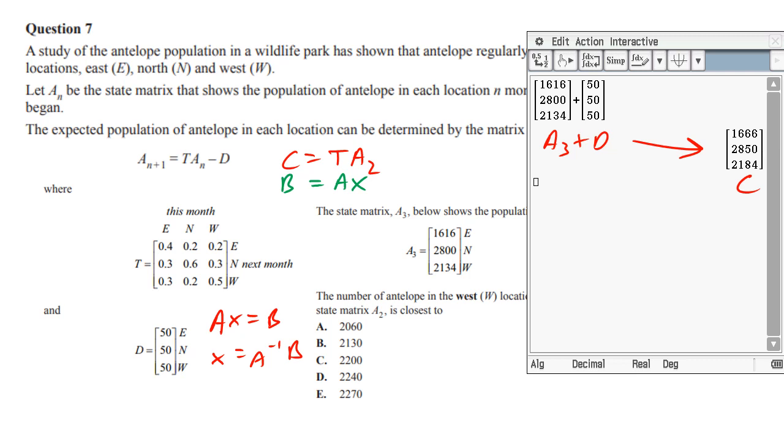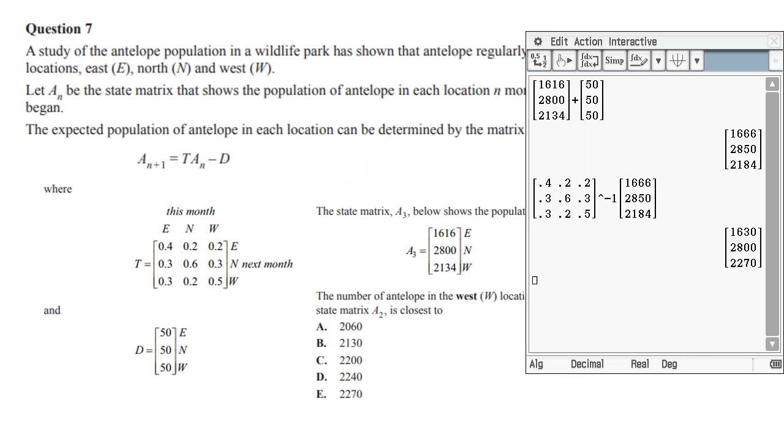A2. So we know that A2 will equal T^-1·C. And C, I remember, is just the name I made up for that. So as soon as we do A2 = T^-1·C, we'll get our answer. So remember, I called this guy C. So T^-1·C does in fact equal A2. And we're almost there. So don't forget, after all this, E, N, W, we wanted W.